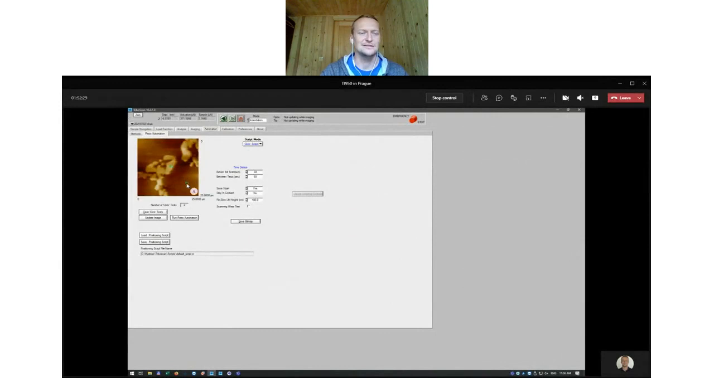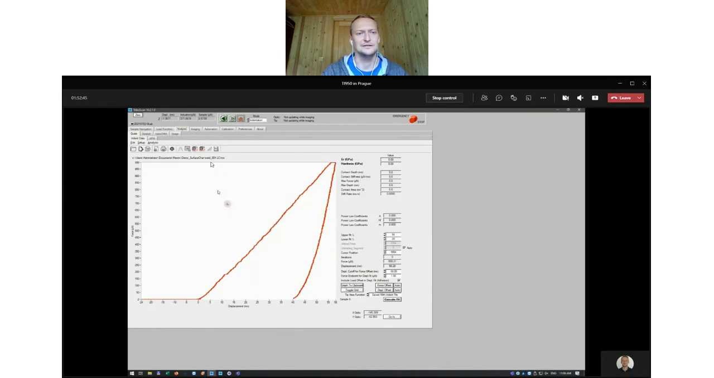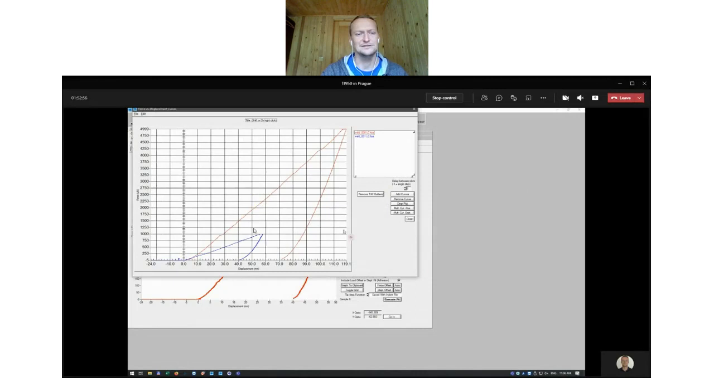Now the scan is automatically running. So it's scanning the area where we did the indentation. And we can take a look at the indentation curves. So if I plot both curves in the same graph, you can see the differences. So this is the high load indent into the hard phase. This is the low load indent into the softer phase. We see the differences in the indentation curve, and from the unloading segment we can get the modulus and hardness.